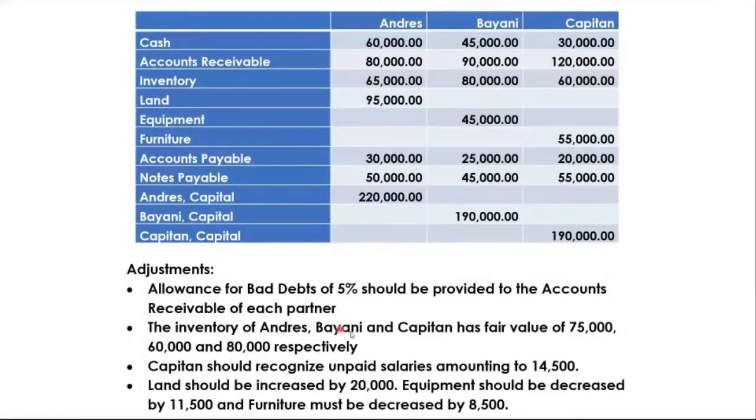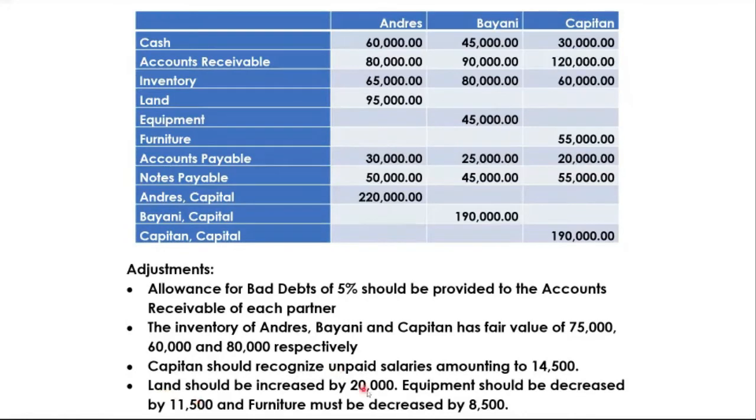Okay. Inventories will have a fair value of 75, 60, and 80. So we are going to adjust the balances here. Recognize unpaid salaries amounting to 14,500. So meaning we are going to recognize additional liability here later on. That is going to be accrued salaries.